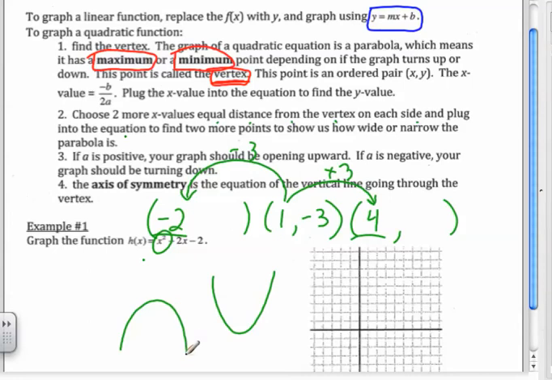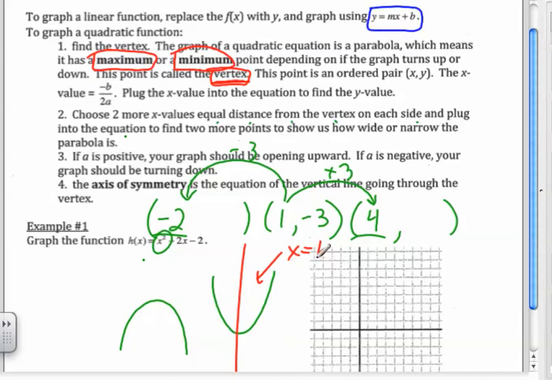Okay? And then number 4 says the axis of symmetry is the equation of the vertical line going through the vertex. So there's a line. You see a parabola is symmetrical. You can cut it in half with a vertical line. And if you write the equation, x equals 1 to that line, that thing is called the axis of symmetry. What you're saying is this parabola is symmetrical around this line. Okay? All right. That's a lot of stuff.